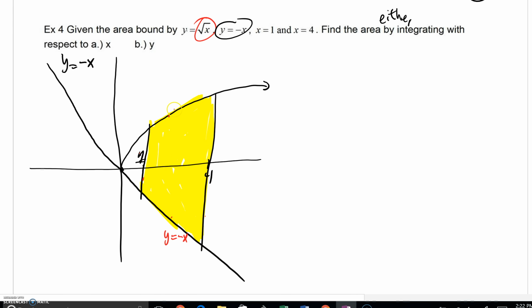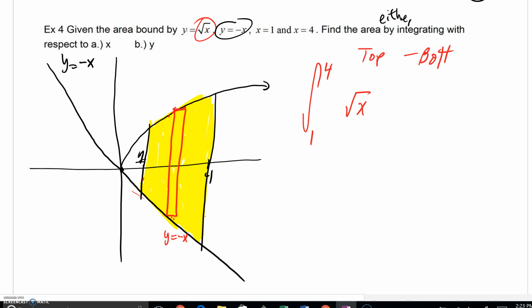But look what happens if instead we just make a rectangle in the x direction, the rectangles that we're so accustomed to drawing. What I'm getting at is the top boundary would always be radical x, that y equals radical x. Down below, the bottom of the rectangle would always be negative x. That's the way to approach this problem. We're going to do top minus bottom, and it becomes way, way, way simpler.